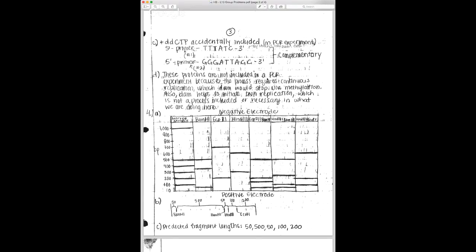Okay, so for part D, it wants to know why DnaA and Dam, the 2 proteins, aren't included in the PCR experiment. And that's because for a couple reasons. So the process requires continuous replication, and Dam would stop that because it methylates it. And so also, I think that I actually meant to write DnaA here, not Dam, helps to initiate the DNA replication, and that's not something that's necessary for what we're doing here. We don't need initiation.